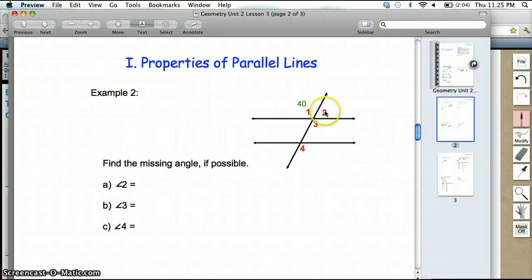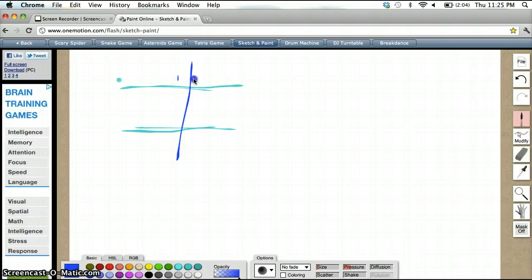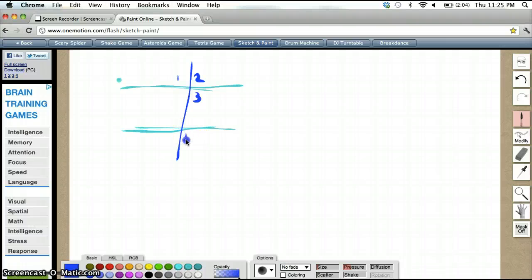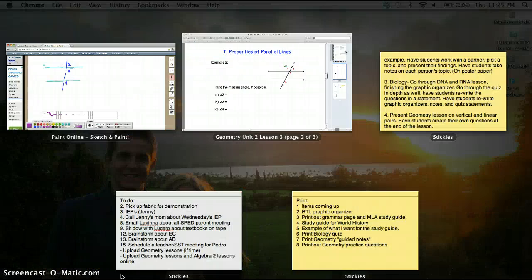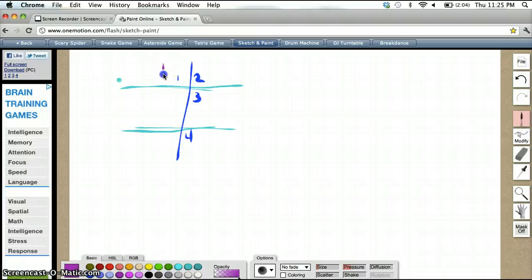Here we've got 1, 2, 3, and 4. Angle 1 is 40 degrees, so that's given to us. They want us to find the rest of them: angle 2, angle 3, and angle 4.